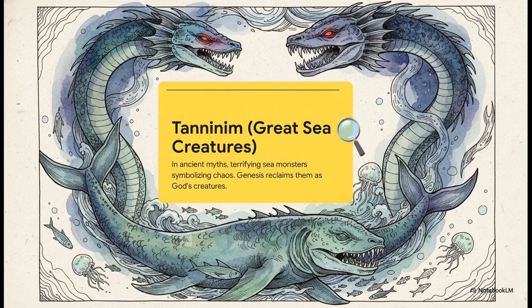And the story does the exact same thing with another huge source of ancient fear, the great sea creatures, or in Hebrew, the Tananim. In the myths of their neighbors, these were terrifying sea monsters, these symbols of chaos and evil. But in Genesis, nope. They're just another category of animal created by God and totally under his control. The message couldn't be clearer. There is nothing in all of creation that is outside the Creator's power.